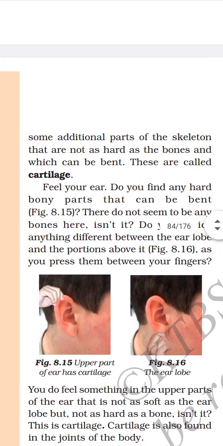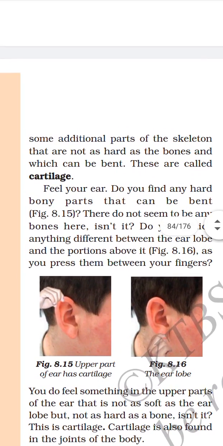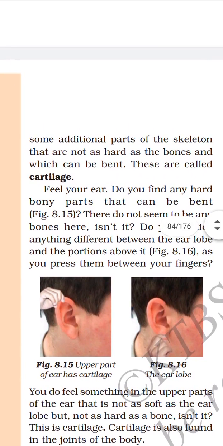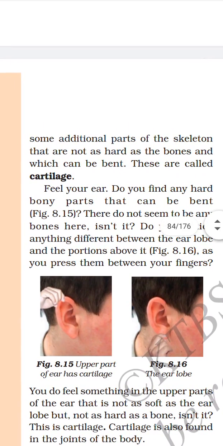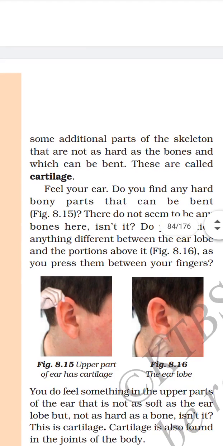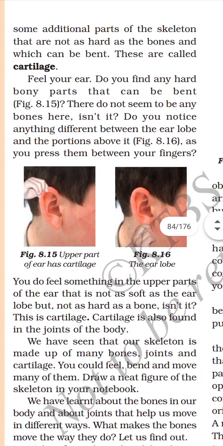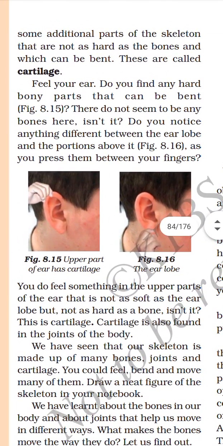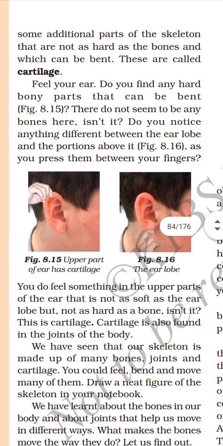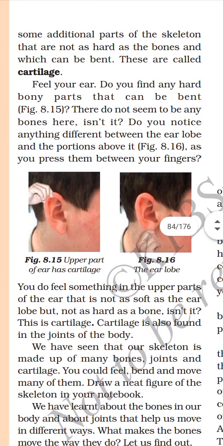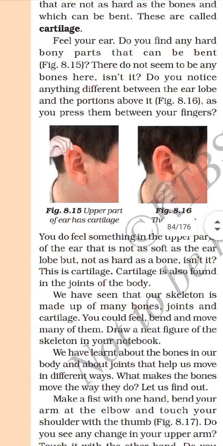Do you notice any difference between the earlobe and the portions above it? In our ear we have a soft bone called cartilage. The upper part of the ear is not soft like the earlobe, but not hard like a bone, isn't it? This is cartilage. Cartilage is also found in the joints of the body.